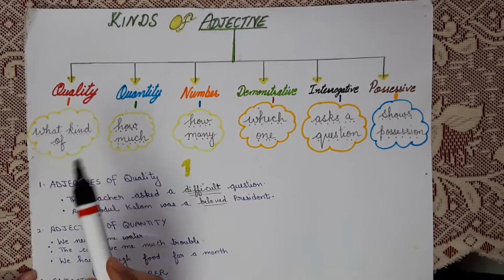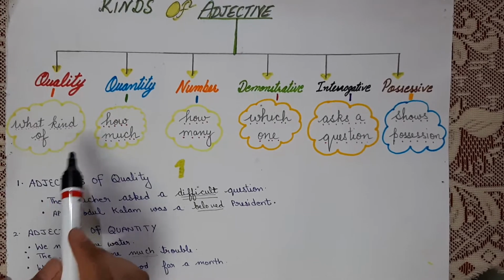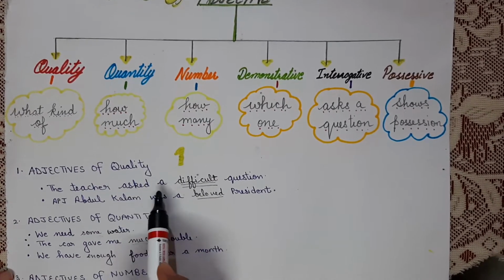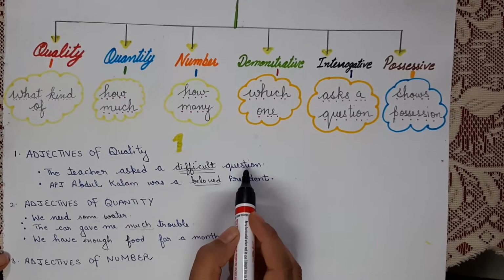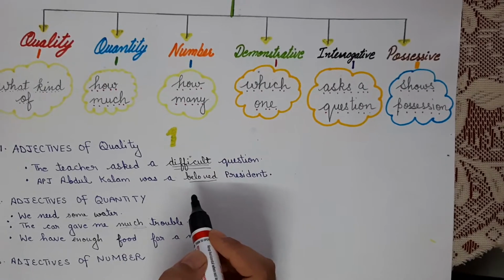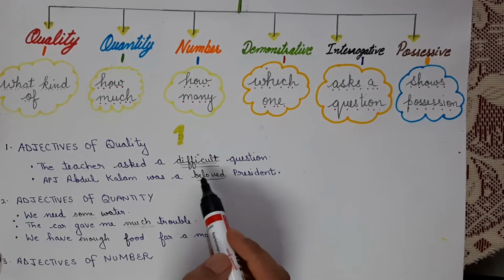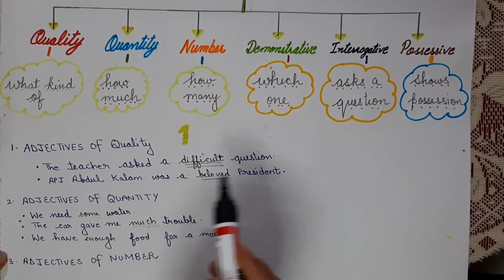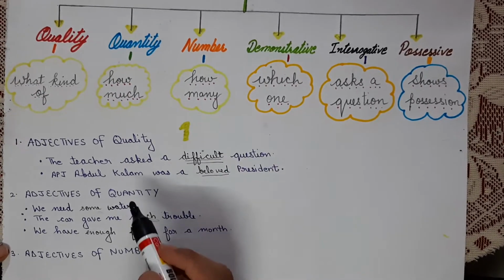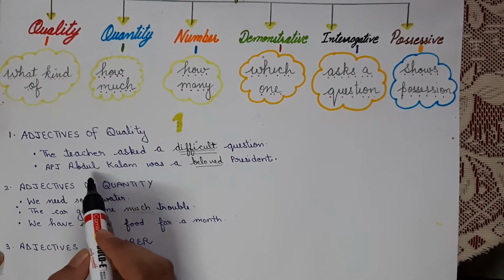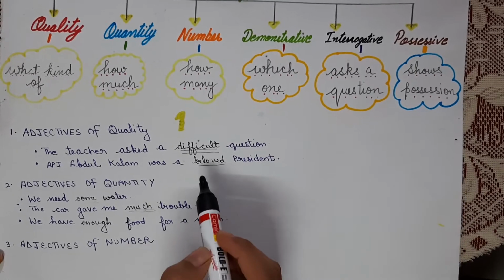Adjective of quality answers the question what kind of. For example, the teacher asked a difficult question. Now, as you know, question is noun and difficult is adjective. Now, if the question comes, state its kind, then how will you identify it? See, it answers the question what kind of. What kind of question? Difficult. So difficult is adjective of quality. Similarly, APJ Abdul Kalam was a beloved president. What kind of president? Beloved.